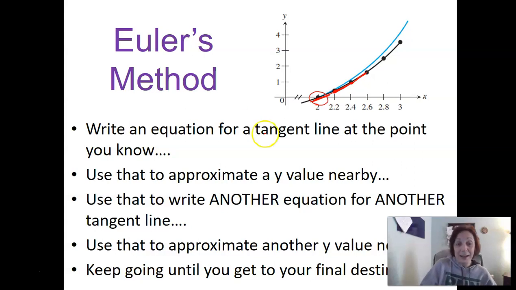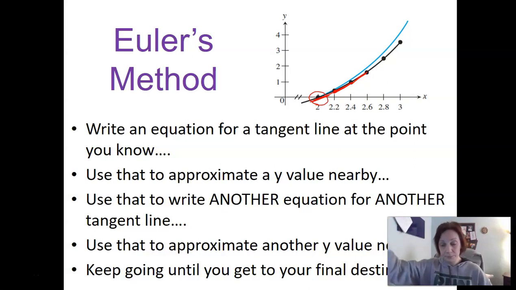Okay? So again, this process here, if you're taking notes, so we're going to write the equation for a tangent line at the point that we know. Use that equation to approximate the next point, where I am. I'm going to take a step mathematically on that tangent line, find a new point and a new slope, because after all, I do have a differential equation. Once I have a new point and a slope, I do it again. I write another equation for a tangent line. I take a step on that one. I get a new y value. I get a new slope.